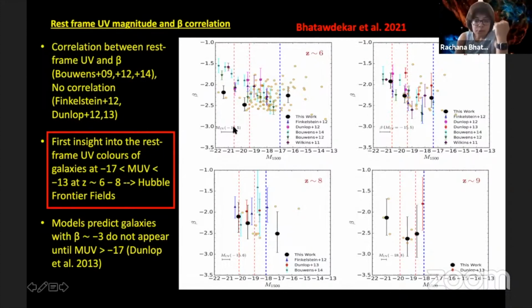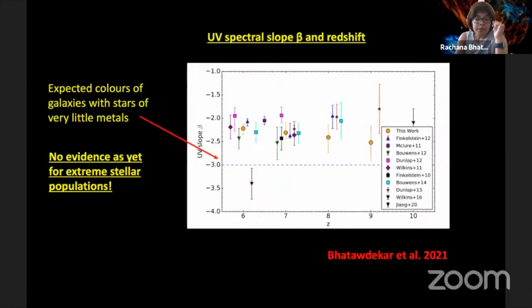But as you can see from these black points here in this plot, we are not finding any correlation at all redshifts we study. But interestingly, when we look at beta as a function of redshift, what we find is that these median values of beta, these orange circles, appear to evolve mildly from redshift 6 to redshift 9, such that galaxies have lower values of beta at high redshift.